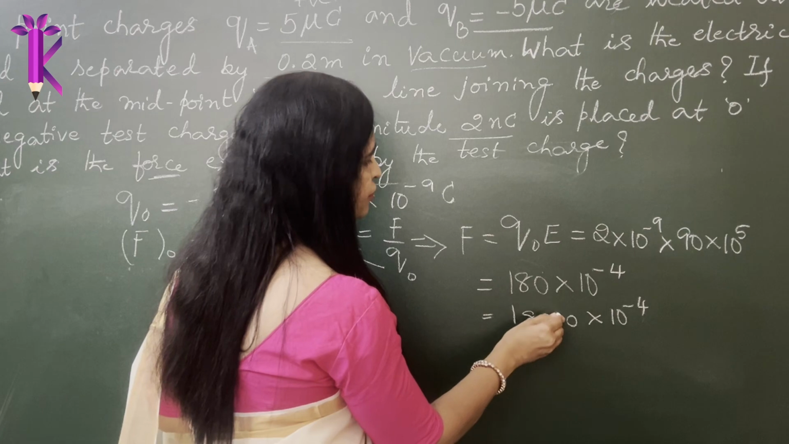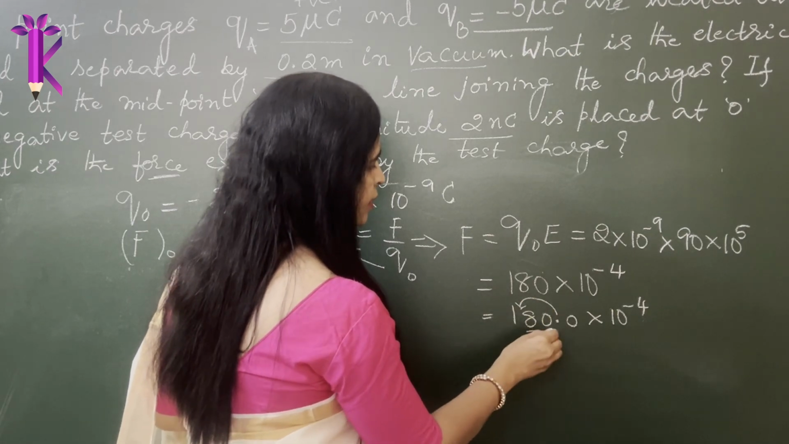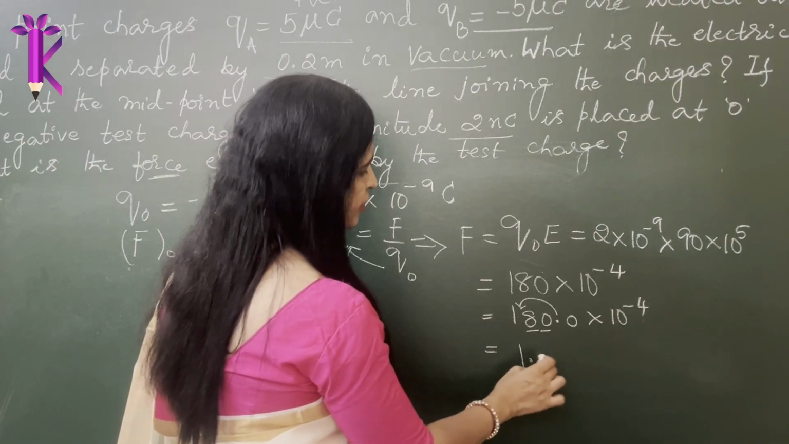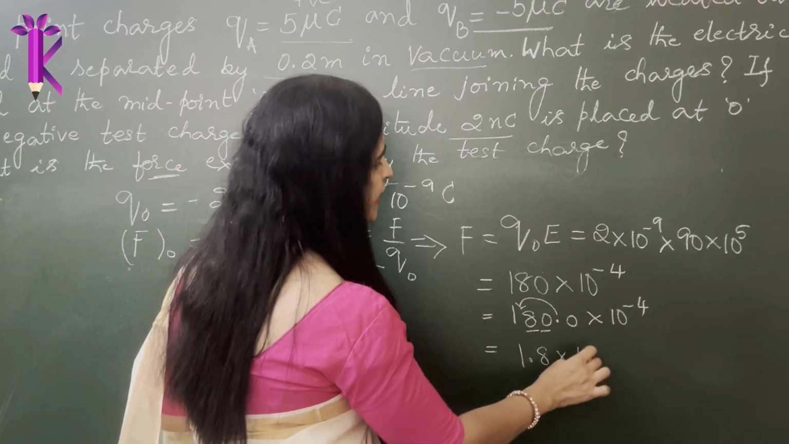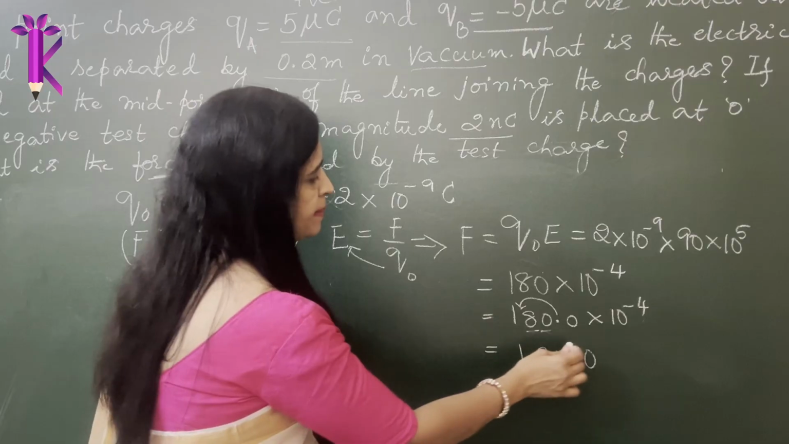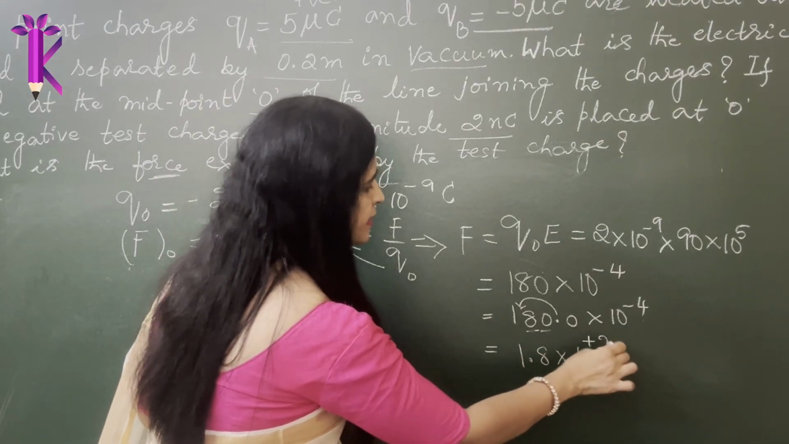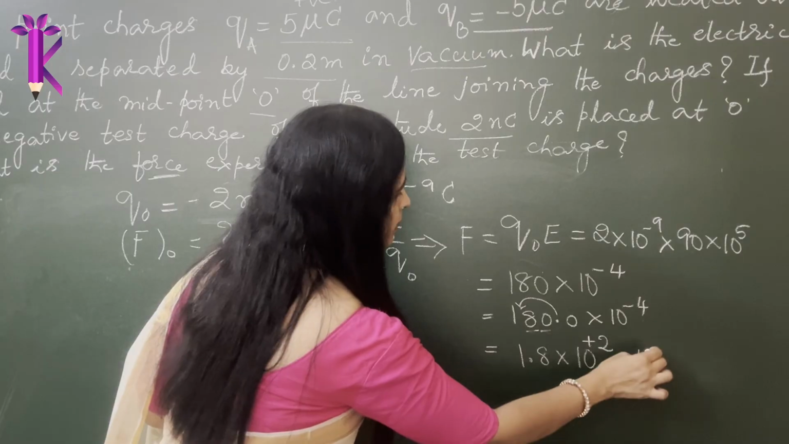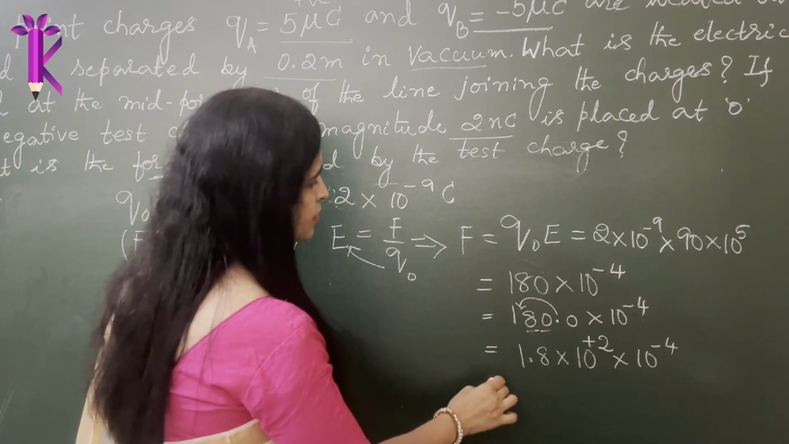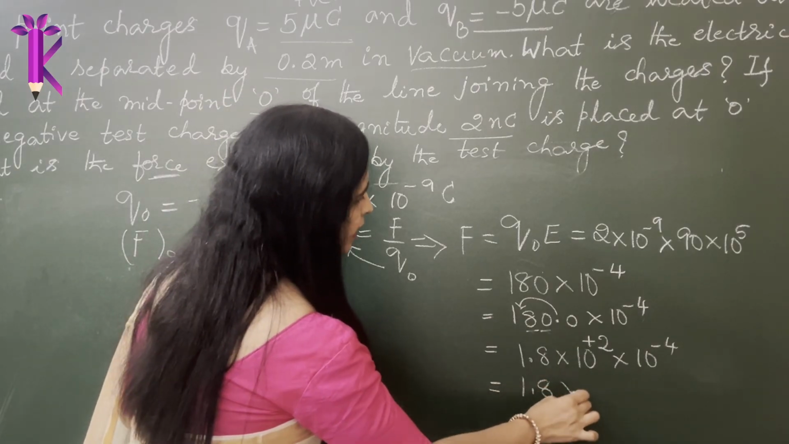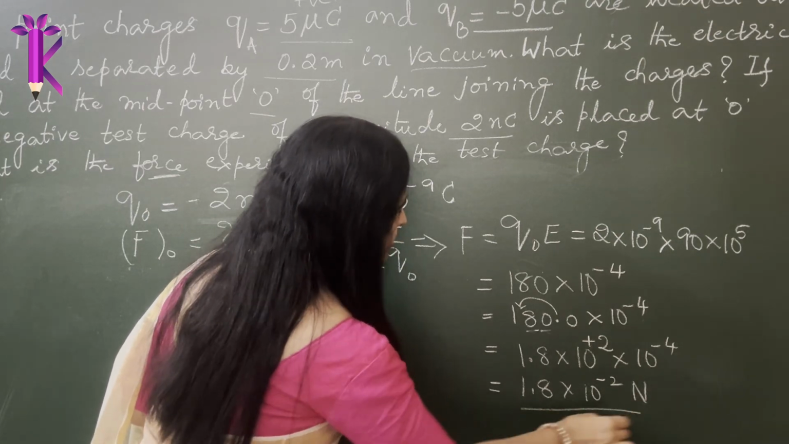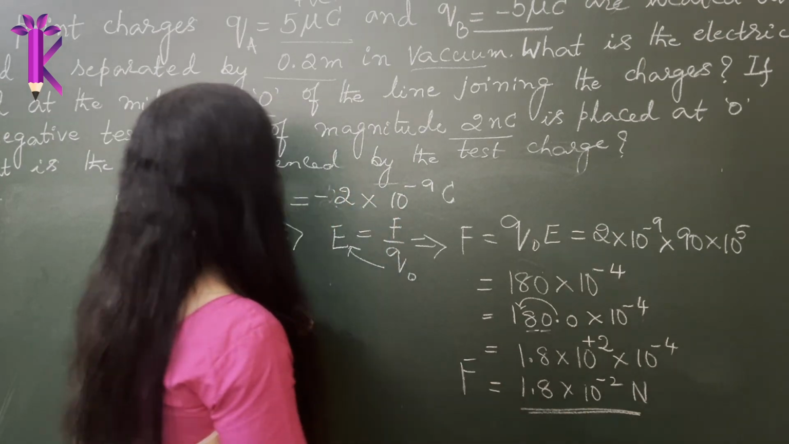Now, I want to shift this decimal 2 digits to the left. So, when you are shifting the decimal point to the left, the power of 10 increases by the number of decimal places you have shifted. So, I have shifted 2 decimal places. Increase means plus 2. 10 to the power of plus 2 into 10 to the power of minus 4. If I'm right, this has to be 1.8 into 10 to the power of minus 2 Newton is the final answer. Did we go wrong anywhere?